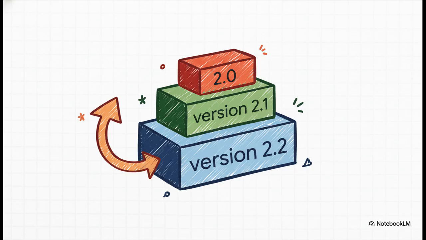Here's the key takeaway. They are backward compatible. The new versions just add more guidelines on top of the old ones. So if you're compliant with the latest version, 2.2, you're automatically covered for all the older ones. Just always aim for the latest.